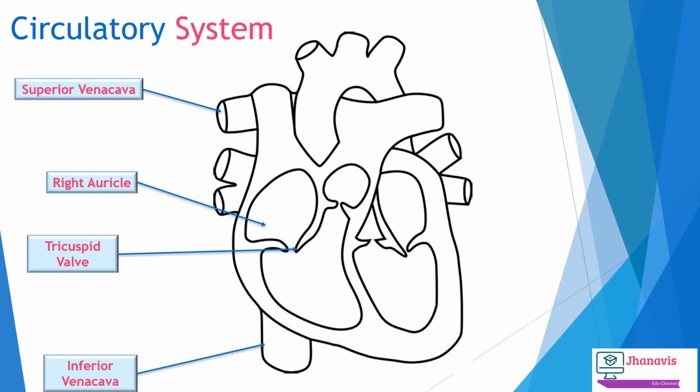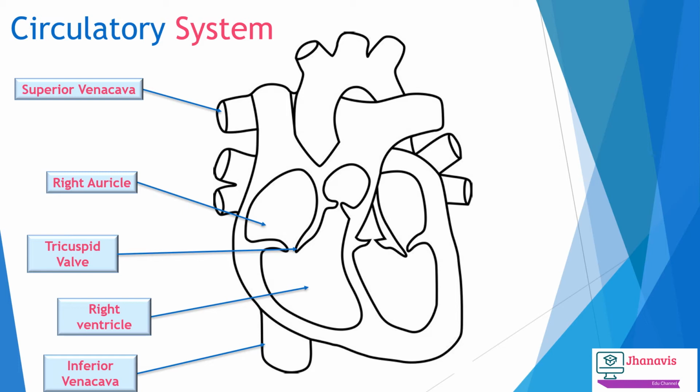But with this valve, what will happen? The deoxygenated blood, which is there in the right auricle, enters into the ventricles. It will enter into the right ventricle. In the right ventricle, what will happen? The right ventricle will have the deoxygenated blood, and this is sent to the lungs.